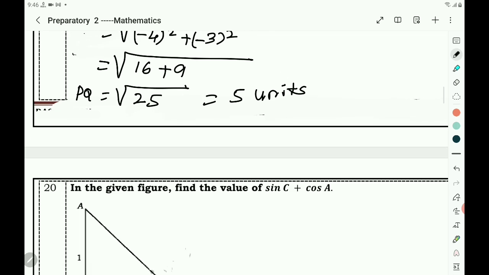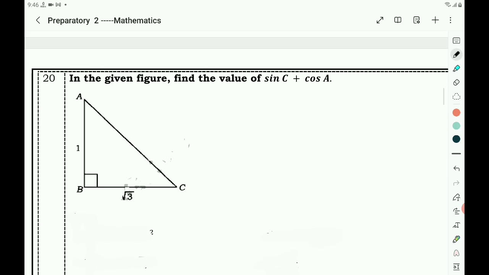Then next question. Question number 20. In the given figure, find the value of sin C plus cos A. You know that sin C is opposite side by hypotenuse. Cos is adjacent side by hypotenuse. Here AB and BC are given, but hypotenuse is not given. AC is to be found out by using the Pythagoras theorem.